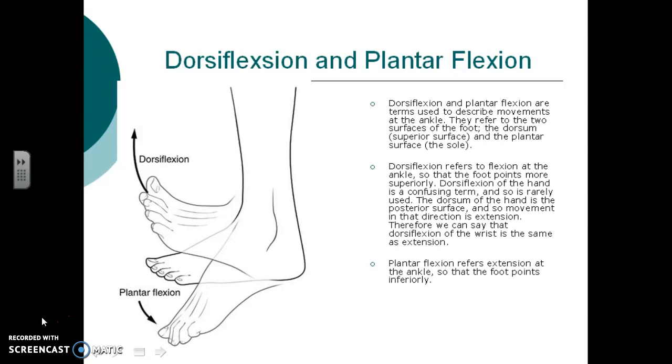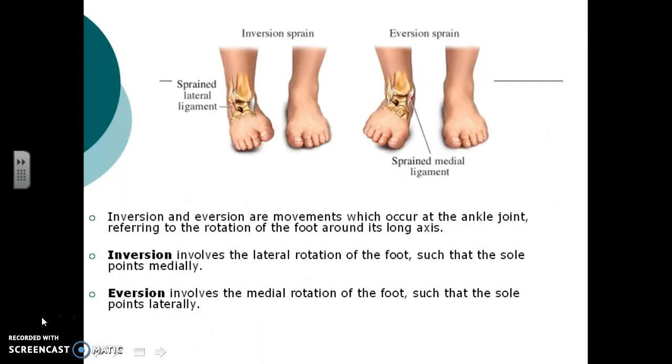Dorsiflexion refers to the flexion at the ankle so that the foot points more superior, so more up. Dorsiflexion in the hand can also happen, but we don't really talk about it a whole lot. We really focus on dorsiflexion and plantarflexion at the foot. Plantarflexion refers to extension of the ankle so that the foot points inferiorly or down. So if you're thinking of someone doing calf raises, they're going up on their toes, that's your plantarflexion. All right, and if you're doing calf raises and you're standing on an elevated surface, so your ankle can go beyond its normal range of motion, go down lower, that would be dorsiflexion into plantarflexion.